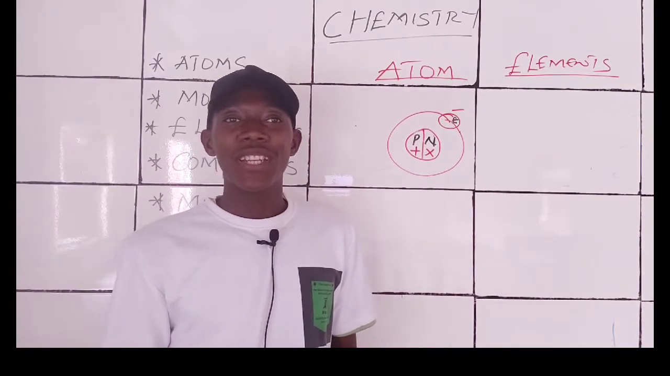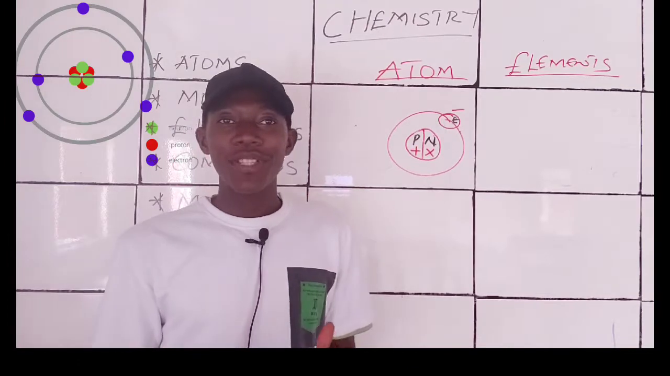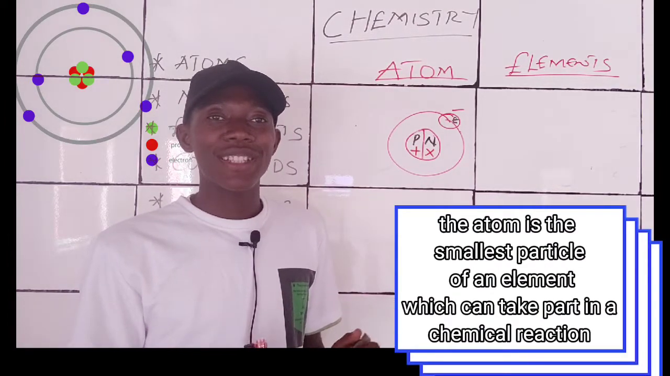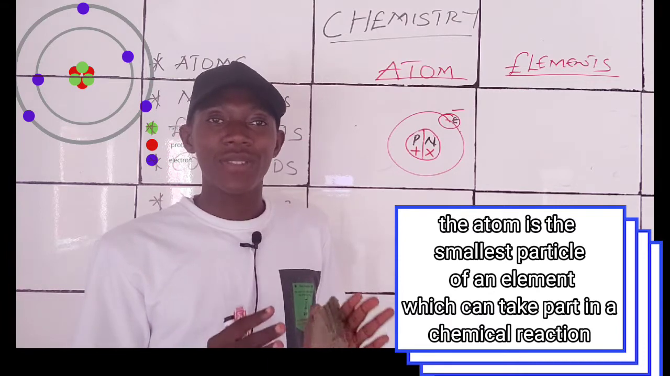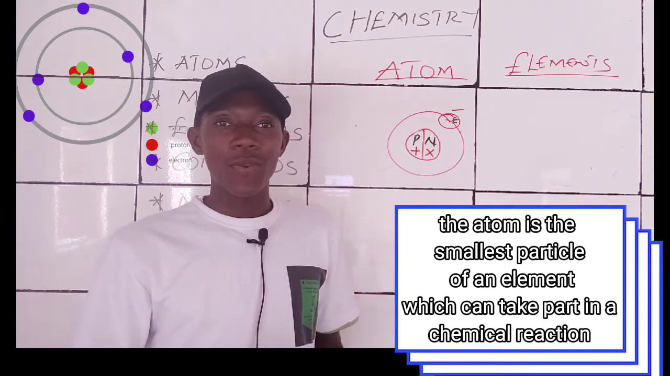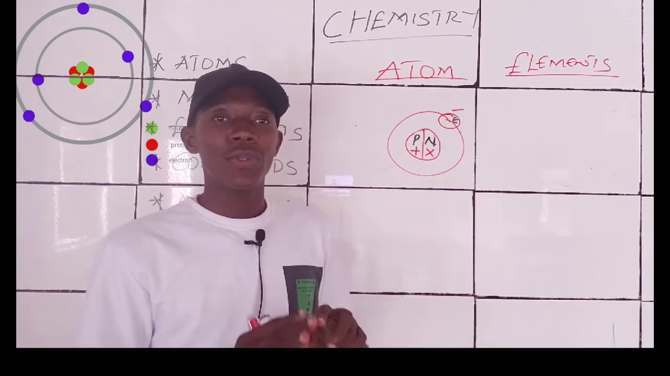Alright, let's begin with the atom. Now the atom is defined as the smallest part of an element which can take part in a chemical reaction. So the atom is the smallest particle of an element which can take part in a chemical reaction.